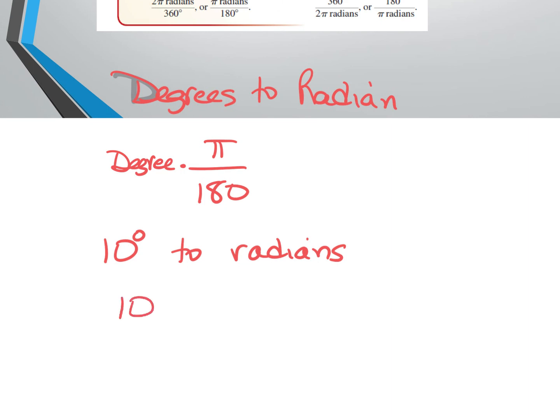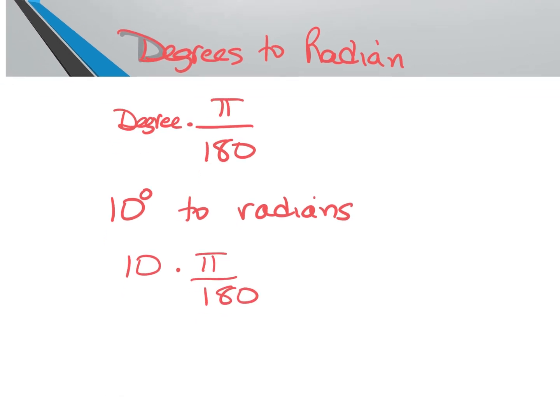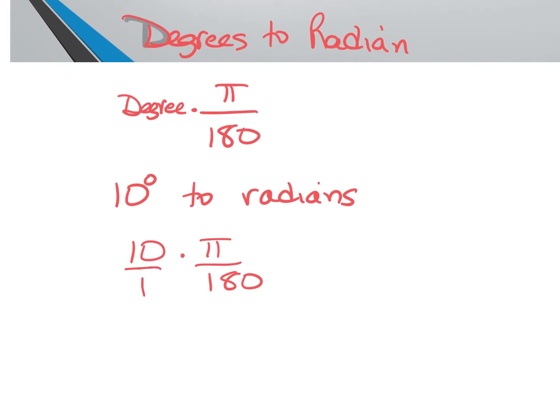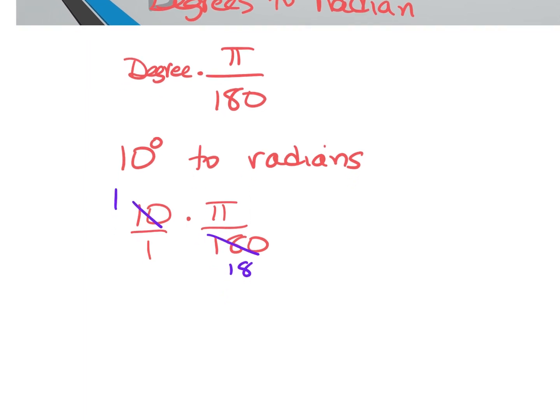So I'm going to take 10. I'm going to multiply it by pi over 180. I can simplify this fraction, change this to a 1, and change this to an 18. So 10 degrees in radians is pi over 18 radians.